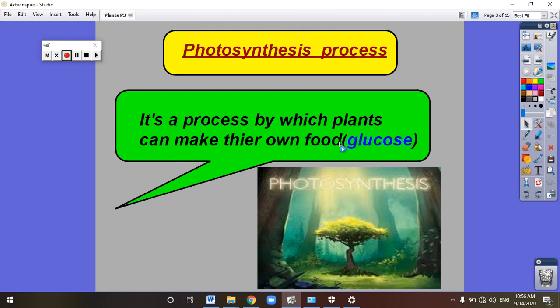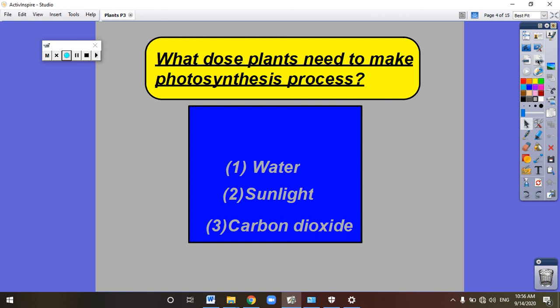Okay, what is the name of the food of the plant? It's called glucose. Glucose. So when the plant is cooking, that's called photosynthesis. The food of the plant is called glucose. Okay, so how can the plant make its own food? It needs some things such as water, sunlight and carbon dioxide.